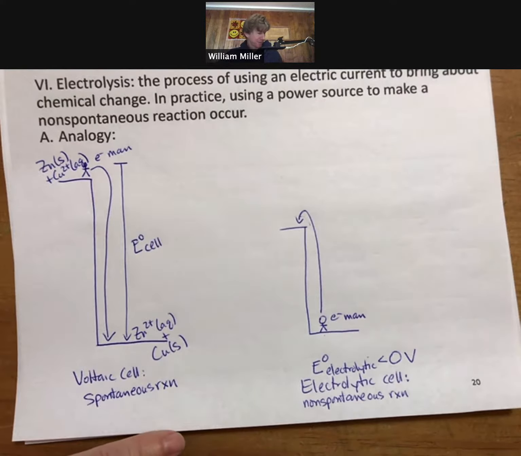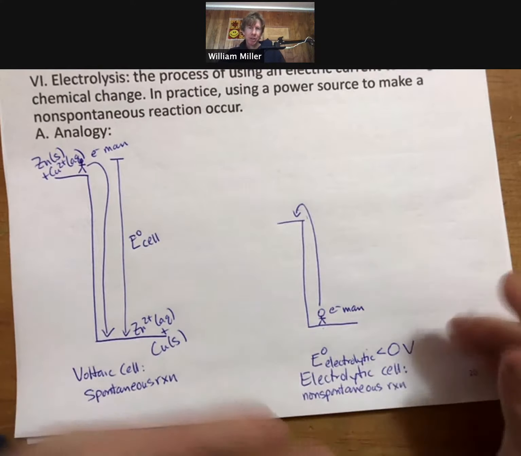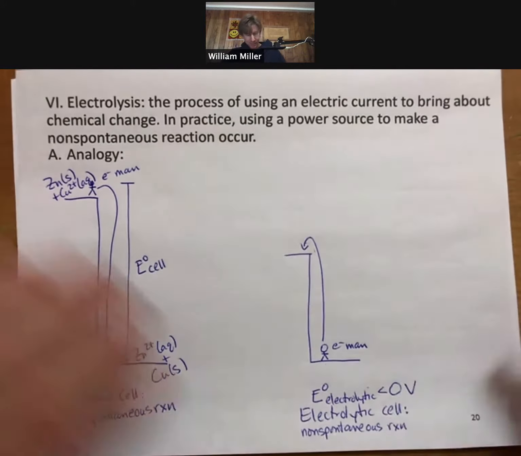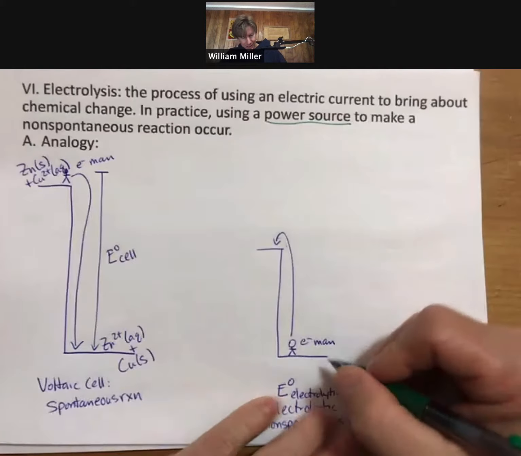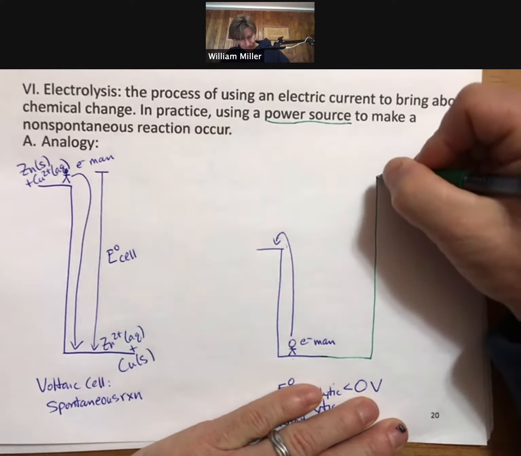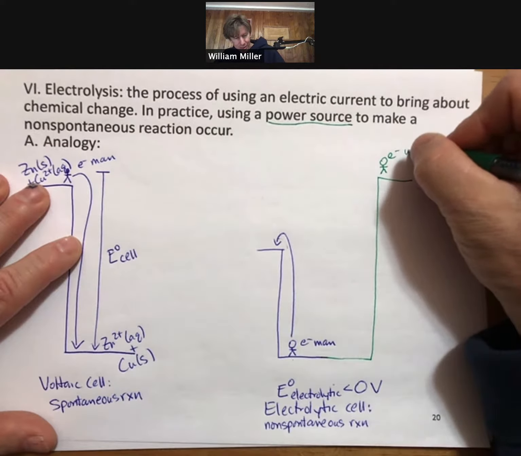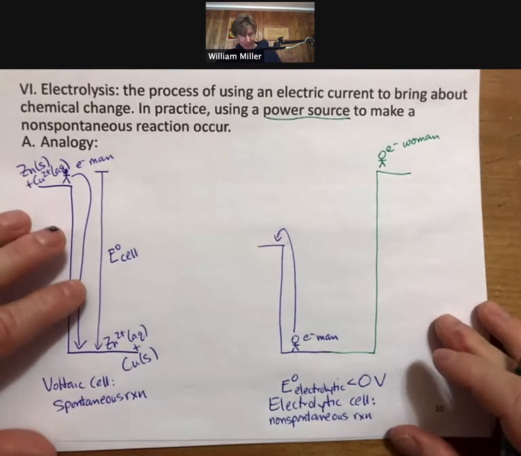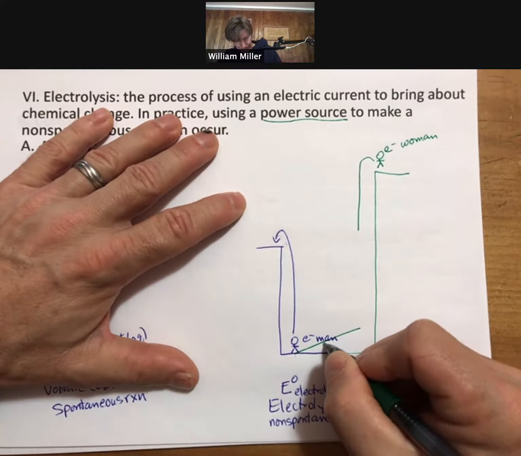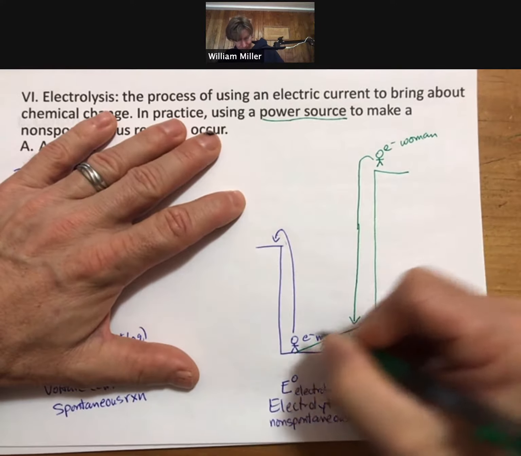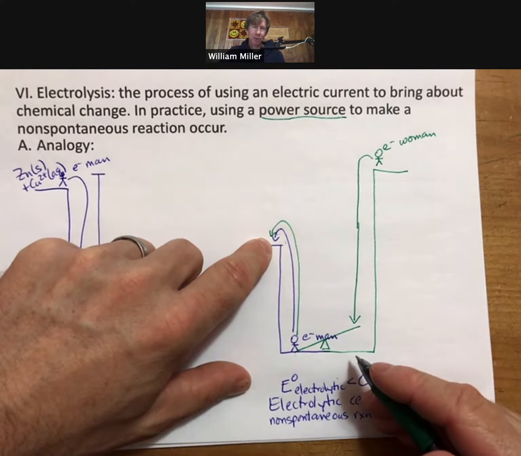In order to make the non-spontaneous reaction occur, we're going to pair it with another reaction. It's possible to do it with another reaction, but typically we do it with a power source. And the power source will take electrons at a higher potential, and this one we'll call electron woman. If you apply enough power, you can drive a non-spontaneous reaction to occur.